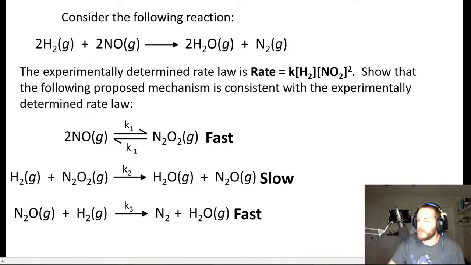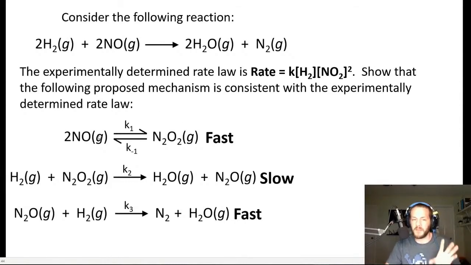Now, I really like problems like these. I really do. The reason why I like problems like these is because you can't bullshit your way out of it. You can't cheat to the answer, because this is a show your work type of problem. So let's unpack what's going on with this mechanism.